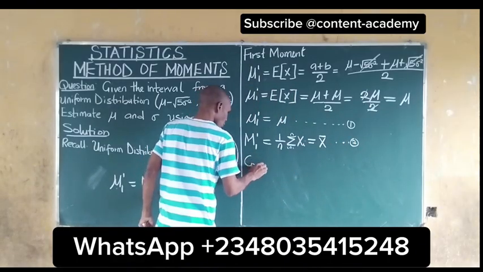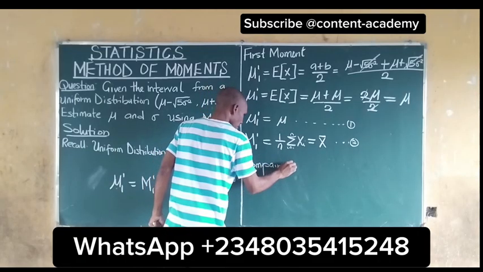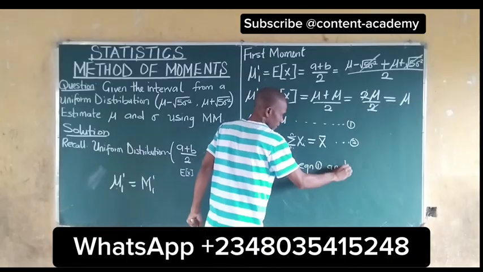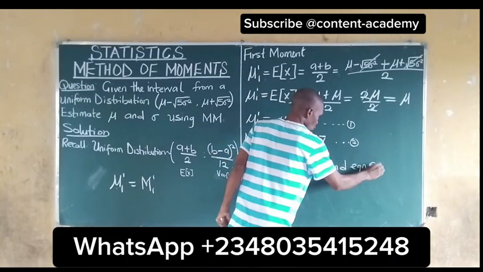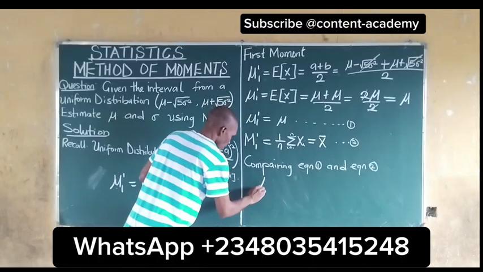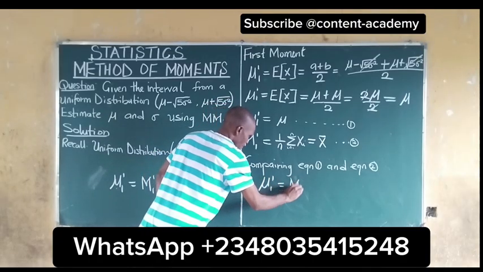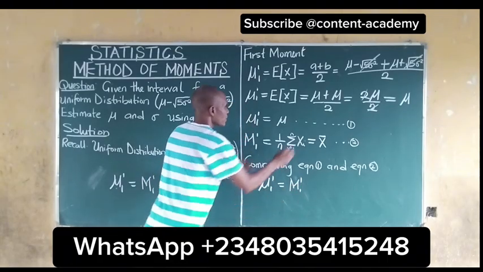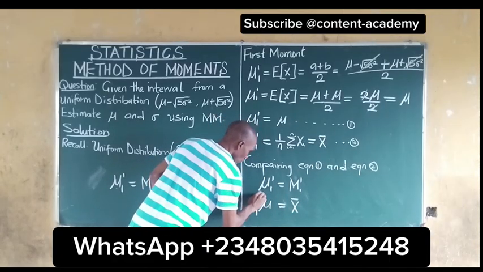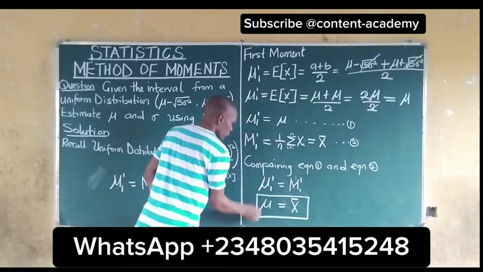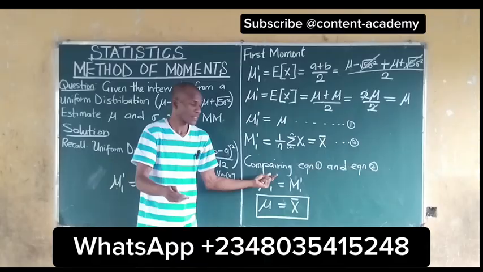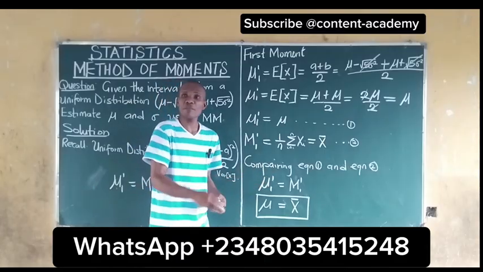So comparing equation 1 and equation 2, comparing both of them, we'll have that our population mean is equal to our sample mean. That means mu is equal to x bar. So this becomes our first moment. This becomes the answer to our first moment. This is exactly how you can obtain the first moment for the method of moments estimation.